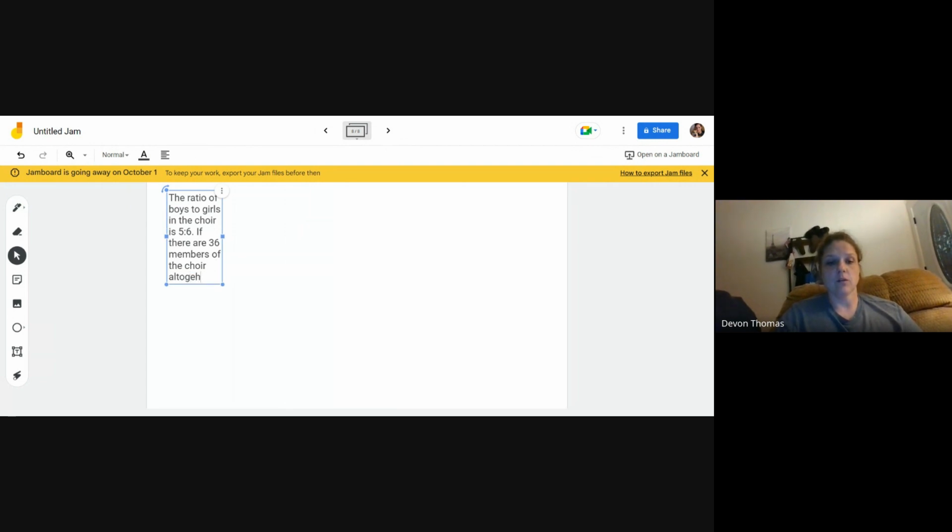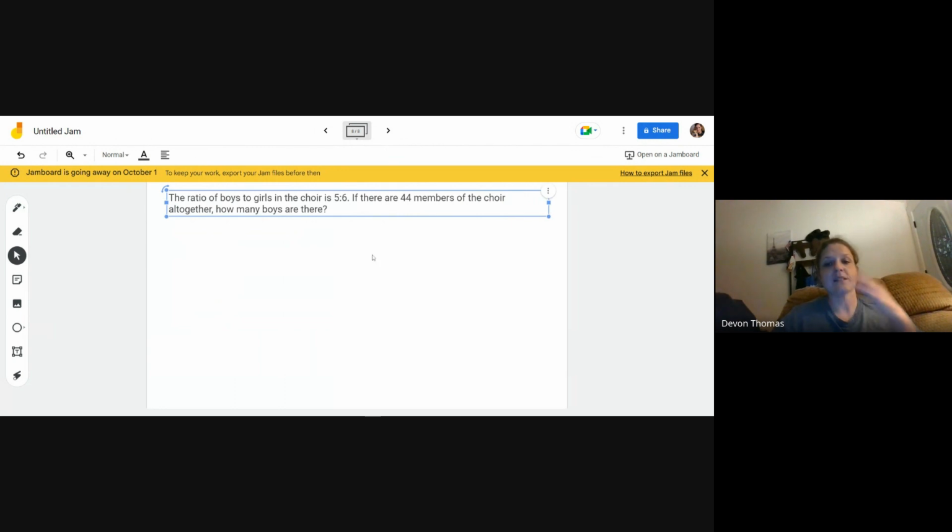Oh, Lord. How many... Actually, I don't want to use 36. I keep choosing crazy numbers. I'll do 44. Okay, how many boys are there? Okay, so let's make this bigger. The ratio of boys to girls in the choir is 5 to 6. If there are 44 members of the choir altogether, how many boys are there?